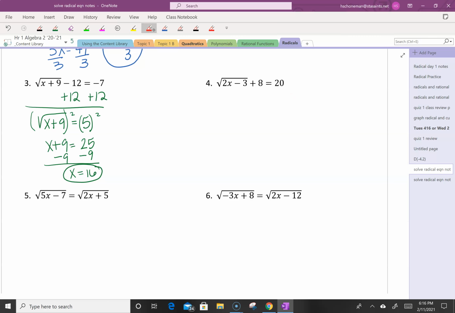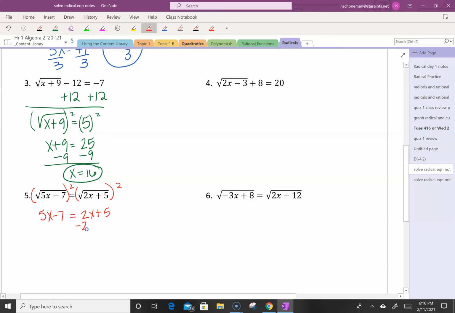Number 5 works a little bit differently. On number 5, we got radicals on both sides. Well, as long as it's just one radical on each side, then it's no big deal. We can continue just to square both sides. And on the left, when we square it, we get what's underneath, which is 5x minus 7. And on the right, we get 2x plus 5.